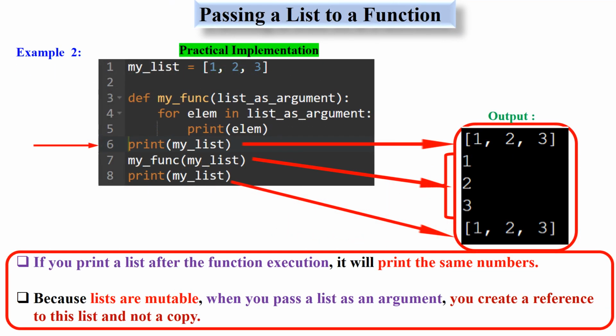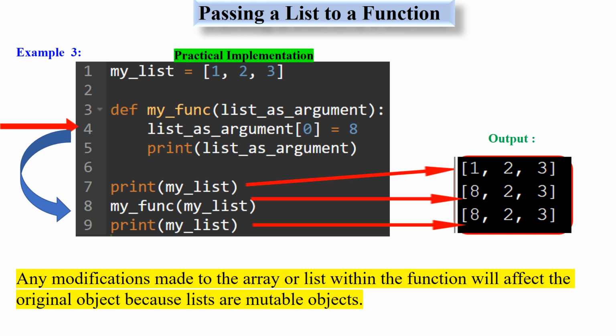Now look at example 2. Look at line 6, the same example, but if you print a list after the function execution, it will print the same numbers. Because lists are mutable, when you pass a list as an argument, you create a reference to this list and not a copy. Check the output displayed on the console.